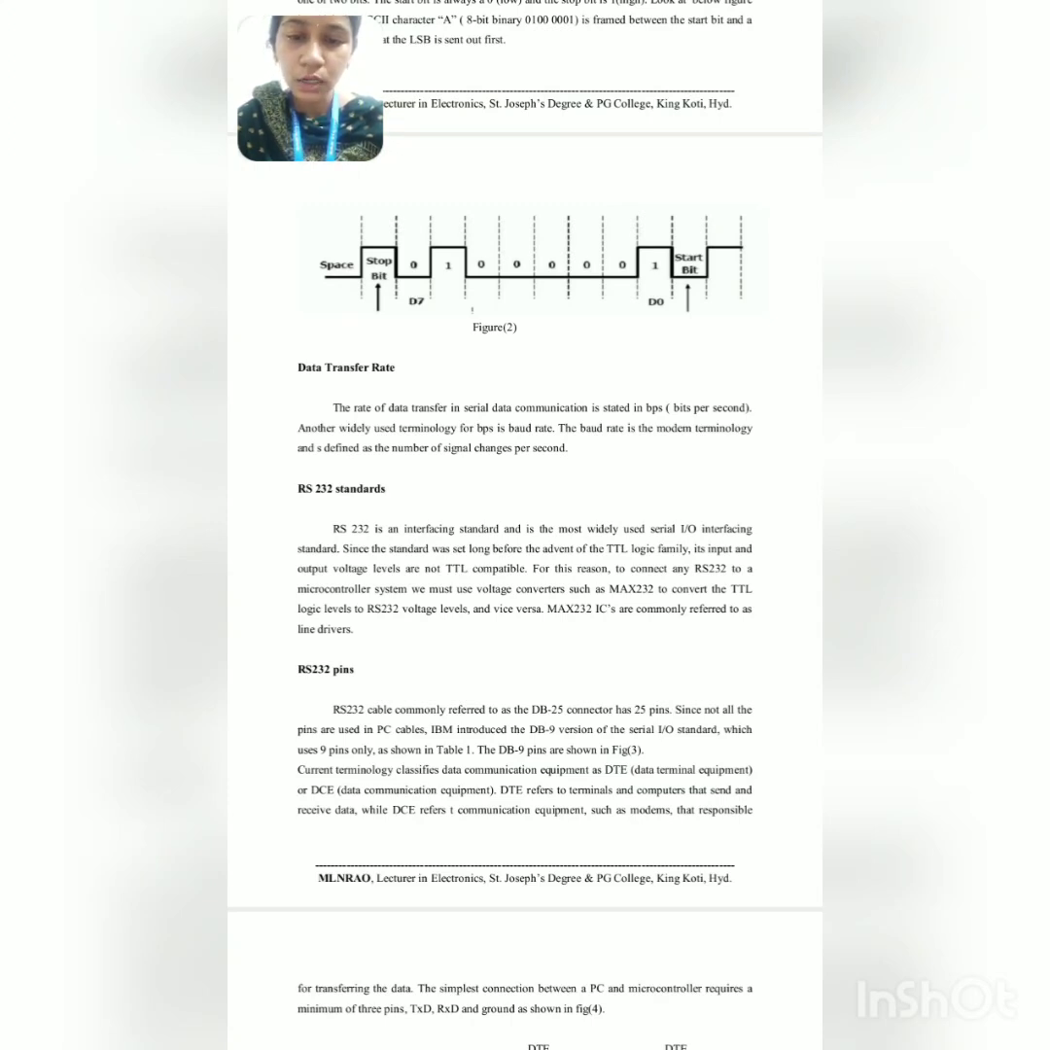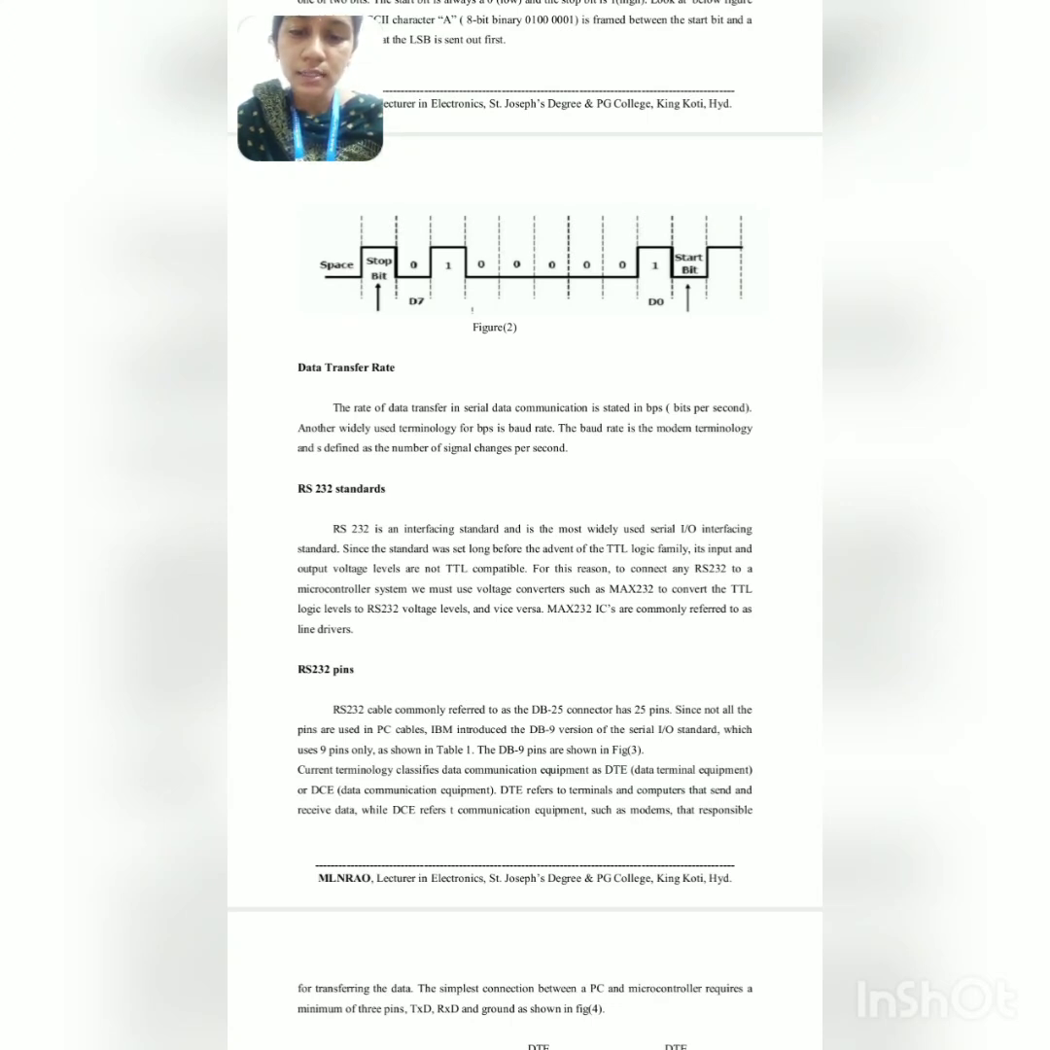RS-232 cable connections are referred to as DB-25, connected with 25 pins, since not all the pins are used in RS-232 cables. IBM introduced the DB9 version of the serial I/O standard, which uses 9 pins only, as shown in table 1. The DB9 pins are shown in figure 3.